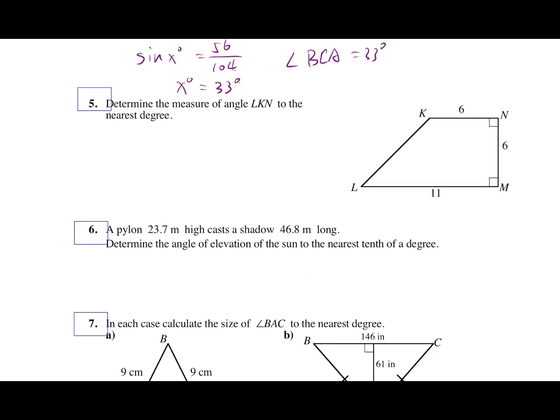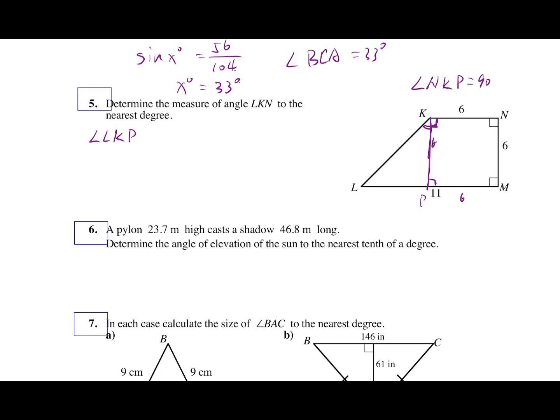And now we need to find LKN. For this one, we can divide this into 2 parts, and we can draw a height here, and then we can find this one is a square, so this one is 90 degrees. We can put this point as P. NKP is 90 degrees, and now we just need to find the angle LKP.